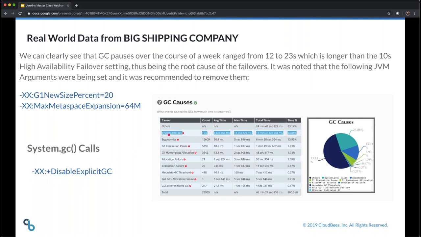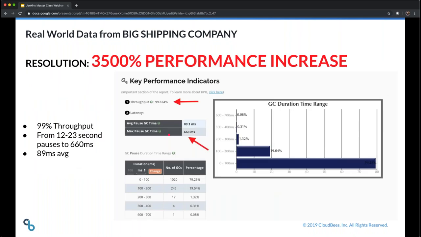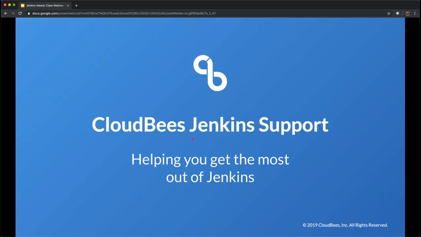This is just a small subset of what was going on over the big picture, but we basically saw a 3,500% performance increase. The way I'm measuring that is that our throughput is way over 99%. We're almost seeing three nines. But most importantly, our 25-second latency went down to 660 milliseconds. That's enormous. This was one of the biggest wins we had from a support standpoint this year working with this company. So with that, I'm going to turn it back over to Parker.